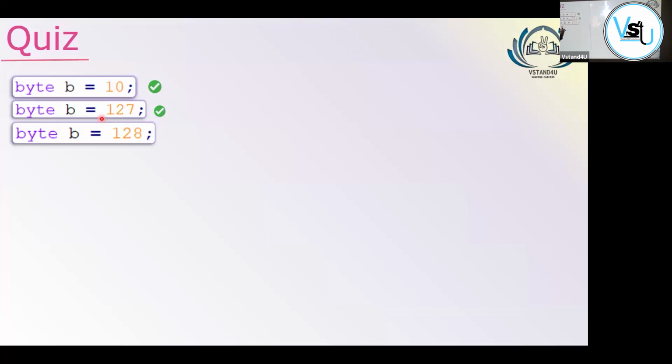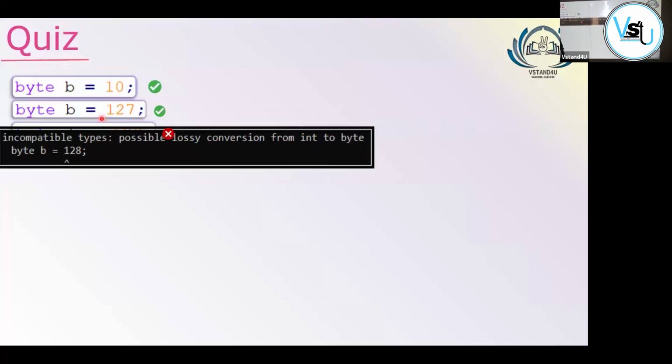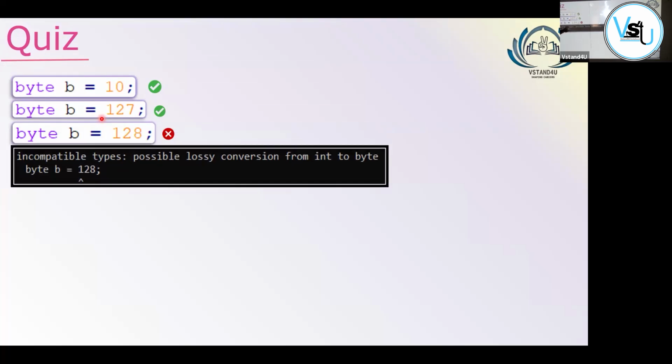is it compatible? No, it is not compatible. Some possible loss of data is there. Agree, some possible loss of data is there. In that case, should I convert from int to byte? No. In this case, an error will come. And I expect you to read the error along with me. Read the error. Incompatible types, possible lossy conversion from int to byte.